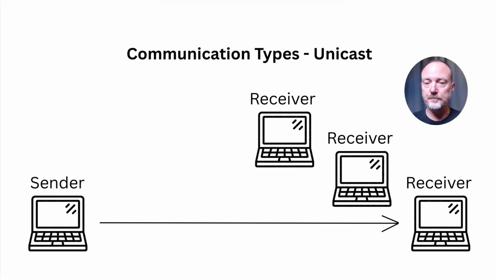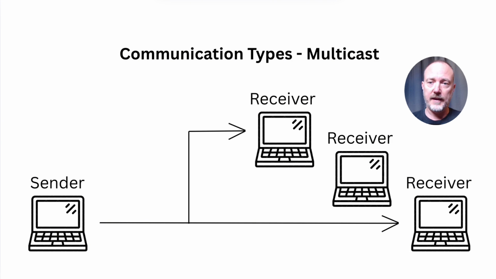Now, if you have one sender and you want that traffic going to multiple receivers, we call that multicast. So in this situation, the receivers aren't actually listening for traffic that's destined to their configured addresses. They're listening for traffic that's assigned to specific destinations.